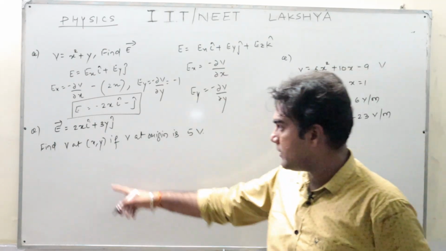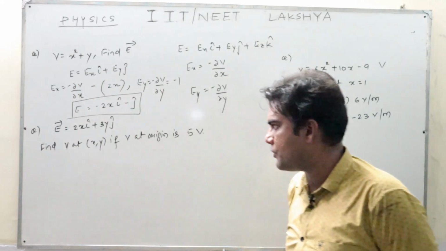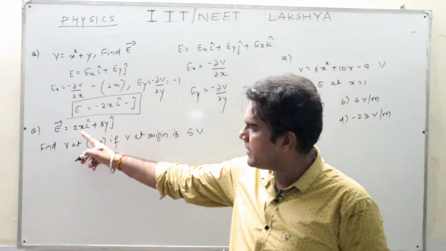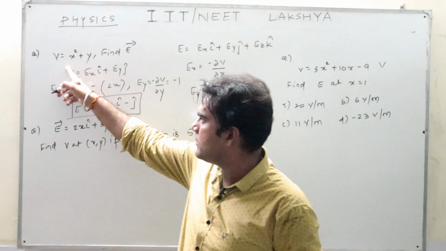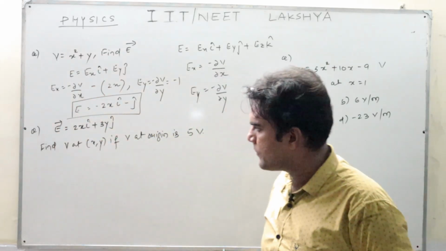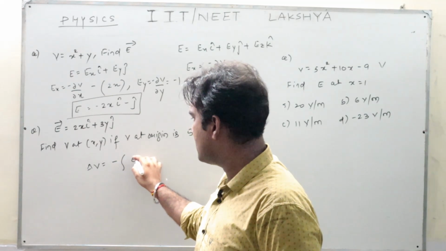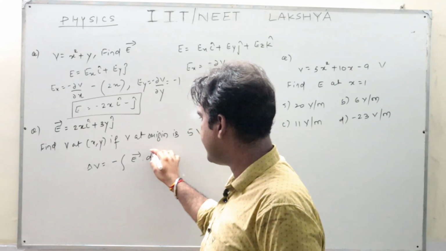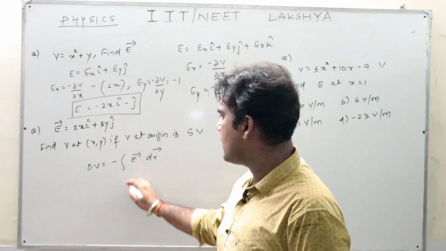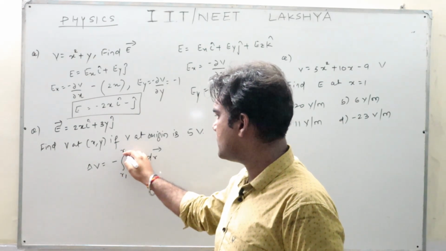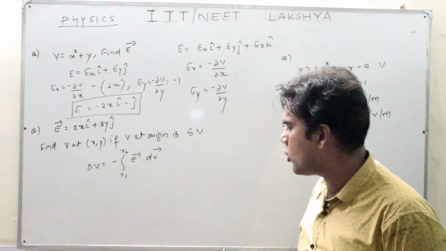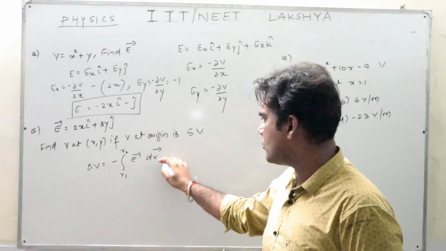Let us see this question. Here electric field is given and they are asking the potential. Electric field E is given, potential is asked. Here V was given, electric field was asked. So we have a relationship: delta V is equal to minus integral E dot dr from R1 to R2. Yes or no? For non-uniform, even I can write like this also.